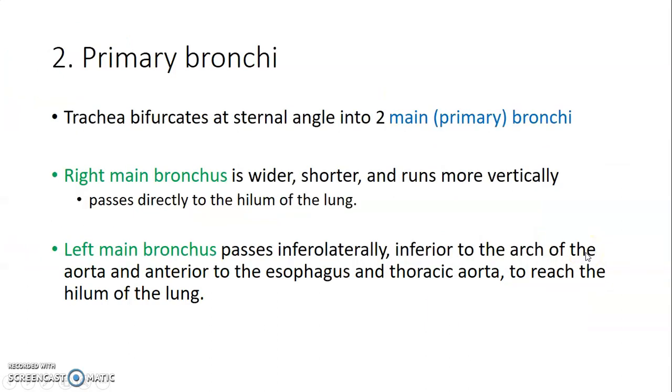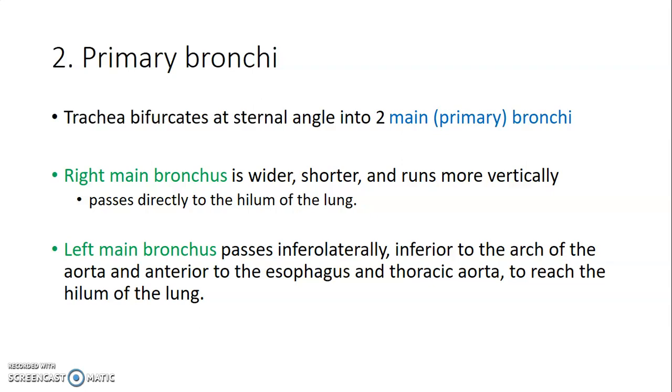So the primary bronchi, we have the trachea bifurcating into two main primary bronchi. And remember, the right main bronchus is wider, shorter, and runs more vertically than the left. Yeah, so it's wider, shorter, and runs more vertically. Why? Because it passes directly to the hilum, while the left passes inferolaterally and goes inferior to the arch of the aorta and anterior to the esophagus and thoracic aorta before it reaches the hilum.